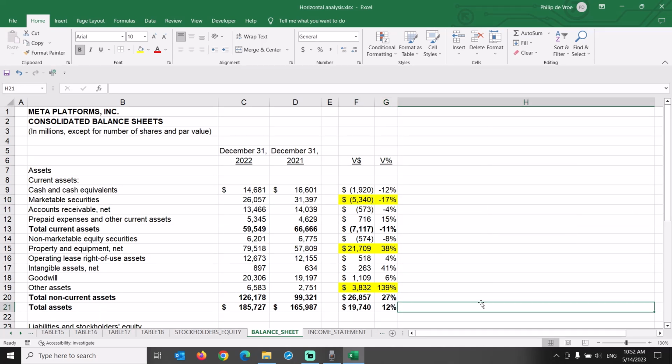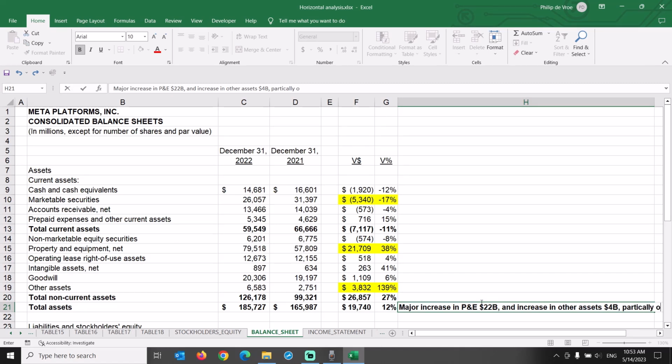If I were asked to provide some narrative to the assets increase in this horizontal analysis of the balance sheet, I would add the following in cell H21. Major increase in P&E, $22 billion, an increase in other assets, $4 billion, partially offset by a decrease in marketable securities, $5 billion. Let's format that in italics, then right-click, Format Cells, Alignment, Wrap Text.